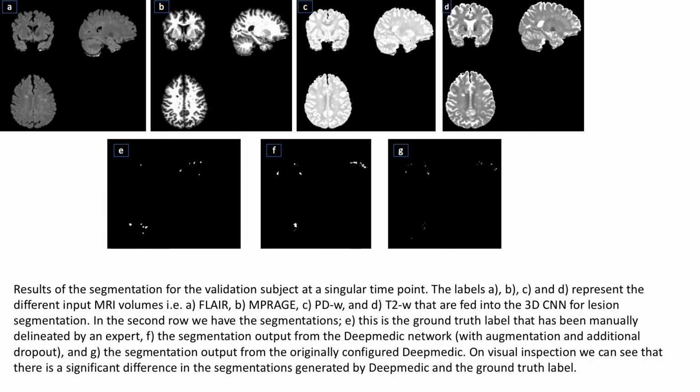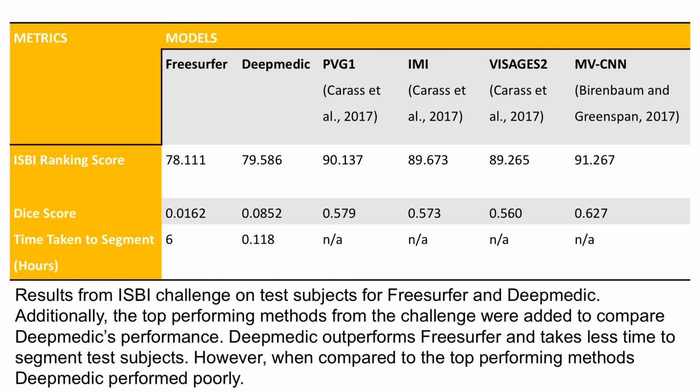Here we can see in F and G the output segmentation masks from the Deepmedic during training and validation. E is the ground truth labels, and A to D are the input MRI scans. Here are the results from the test subjects.